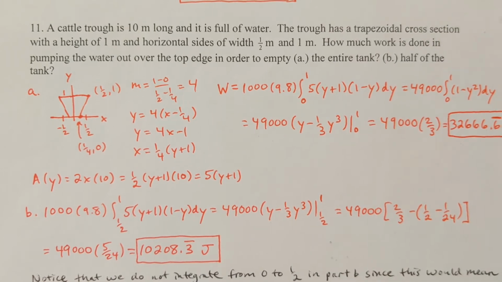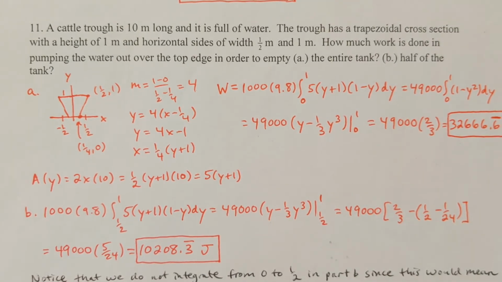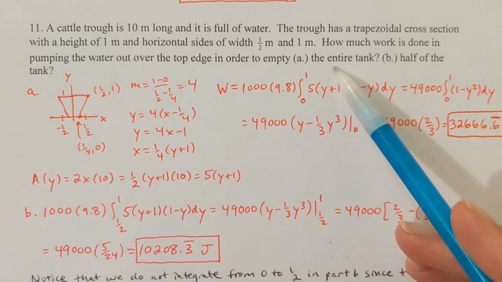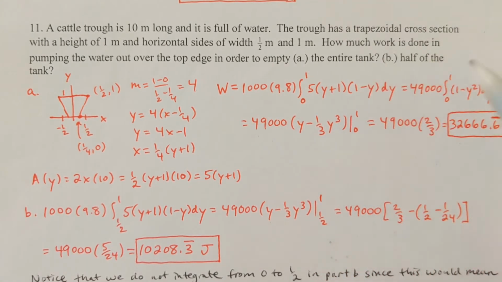Okay, let's take a look at problem 11, the last one here. A cattle trough is 10 meters long and it is full of water. The trough has a trapezoidal cross-section with the height of 1 meter and the horizontal sides of widths 1/2 meter and 1 meter. How much work is done in pumping the water out over the top of the edge in order to empty part A, the entire tank, and then we'll empty part B, half the tank.